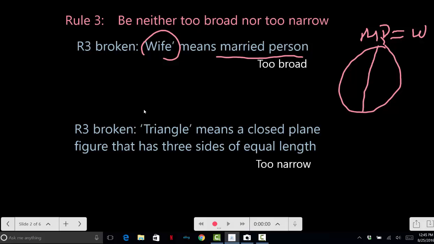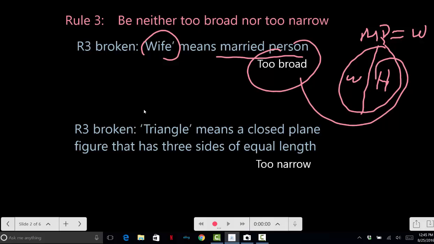But that can't be right, because married person or married people includes not only wives, but also husbands. So it's too broad because it's including husbands when it shouldn't be.